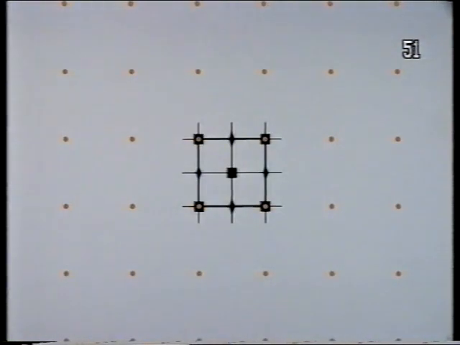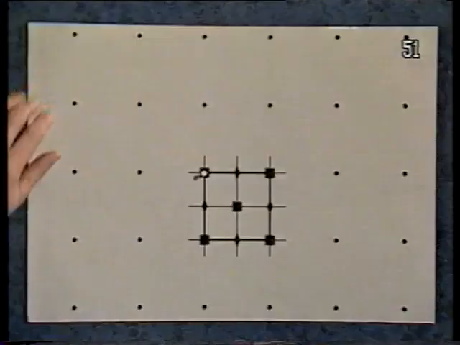Yes, there's a 4 centre at each lattice point. Let me demonstrate one of them.